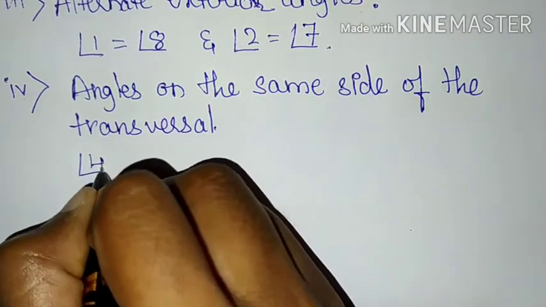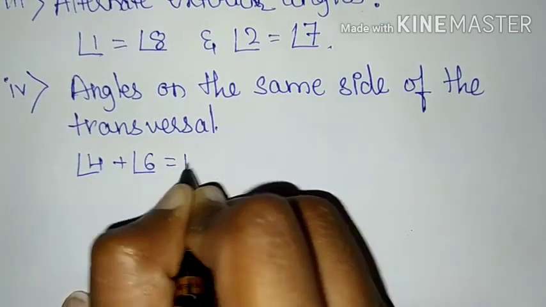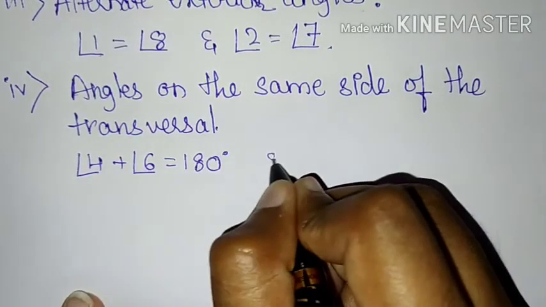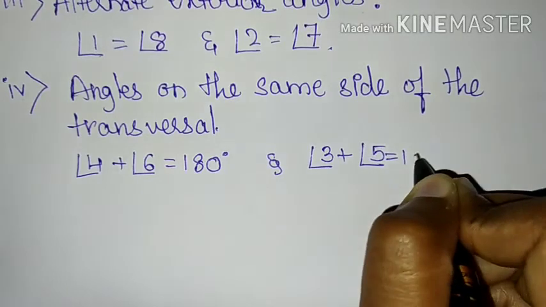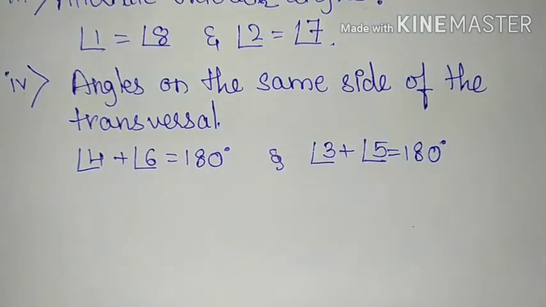Angle 4 plus angle 6 is equal to 180 degrees, and similarly angle 3 plus angle 5 is equal to 180 degrees. When the interior angles on the same side of the transversal sum to 180 degrees, then the lines are parallel. That was the fifth postulate of Euclid. Or conversely, we can say that when the lines are parallel, then the sum of the interior angles on the same side of the transversal is supplementary, or their sum is 180 degrees.